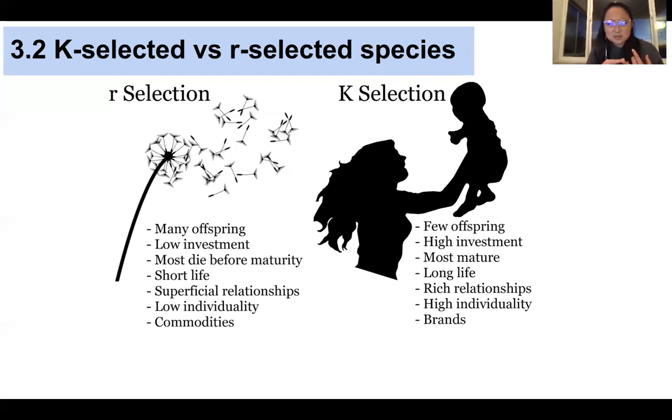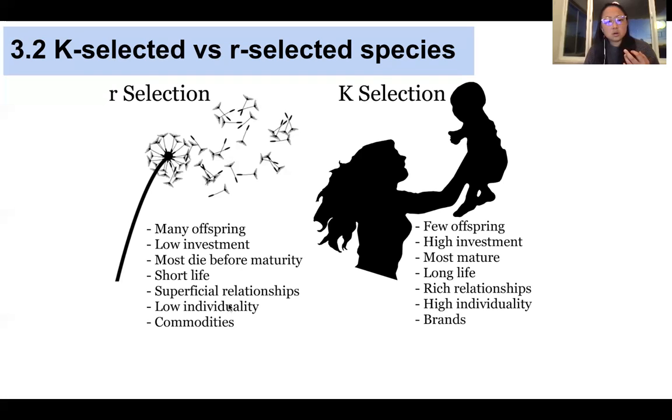Superficial relationships, that's a funny way to put it. It just means that they will mate with several others of their species, and they're usually not high investment with whoever their mate is.